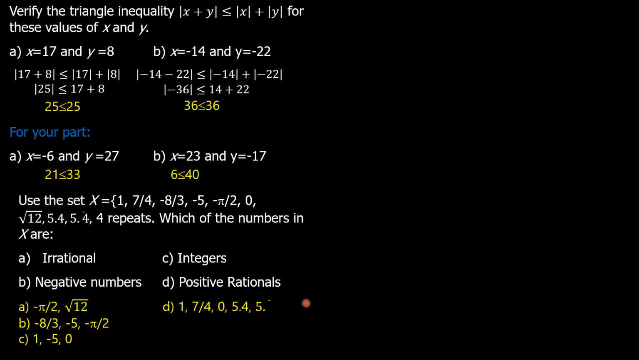1, 7 fourths, positive, so 0, 5.4, and 5.4 that is repeated, because rational numbers are also represented by non-terminating repeating decimals, like one third. One third is 0.33333333. So 5.4 repeating is also included as positive rational because it is positive.